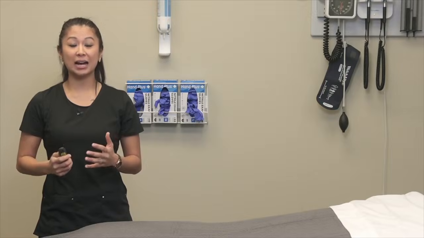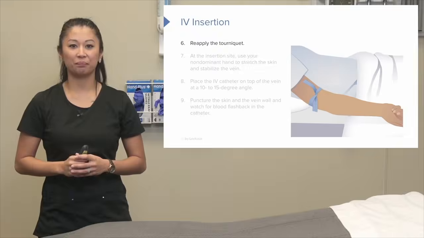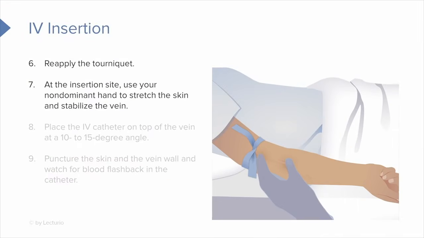Now that we've cleaned the site, we're going to reapply the tourniquet. Then at the insertion site, we're going to use our non-dominant hand to stretch the skin and stabilize the vein. This is going to help keep the vein in place.